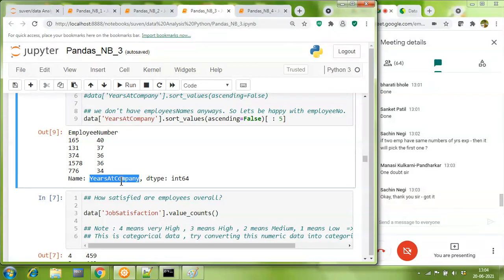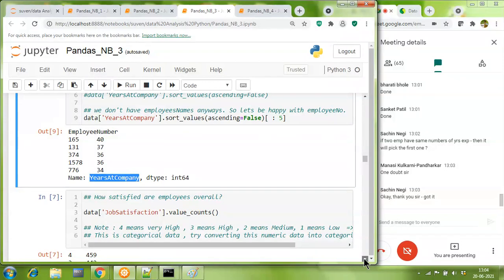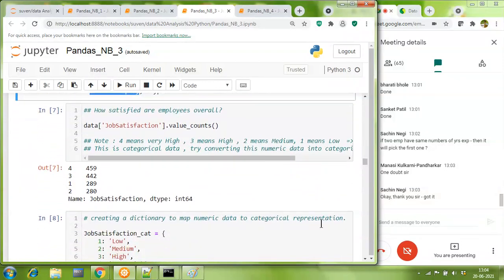The name is already there. But if you had two columns in the output, then they would come as two separate columns. You're going to come to those cases very quickly. Don't worry. Okay, sir. Thank you, sir.